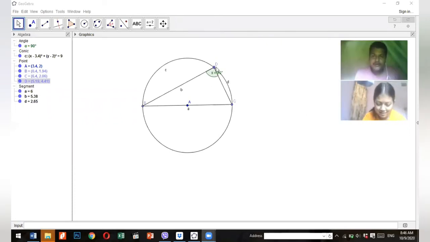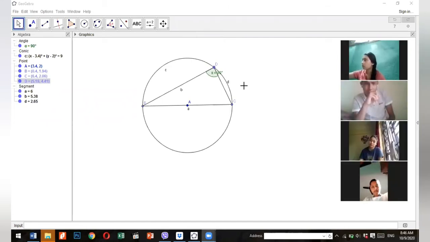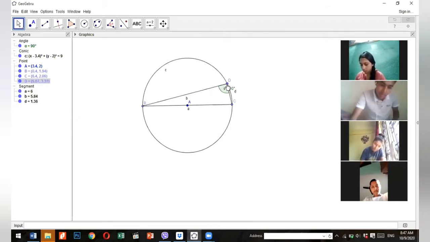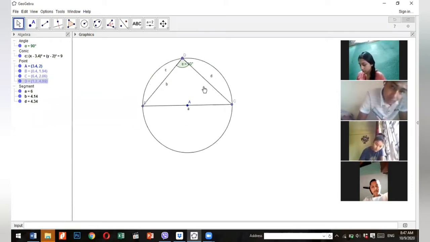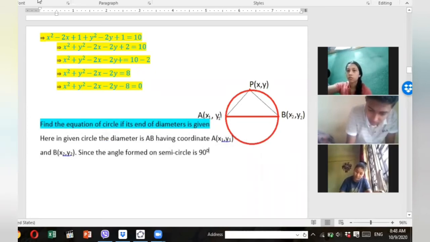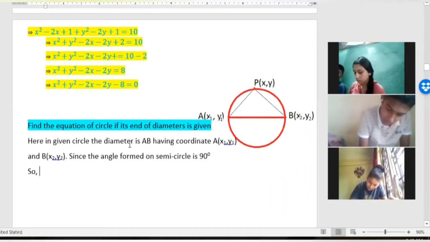BC is a diameter. D is a point on the circumference, and half of the circle divided by a diameter is called a semicircle. So on the semicircle there is a point D on the circumference. Whether it is small or big, no problem. Can you see what angle is formed on a semicircle? 90 degrees. The angle formed on a semicircle is 90 degrees. APB is a 90 degree angle.